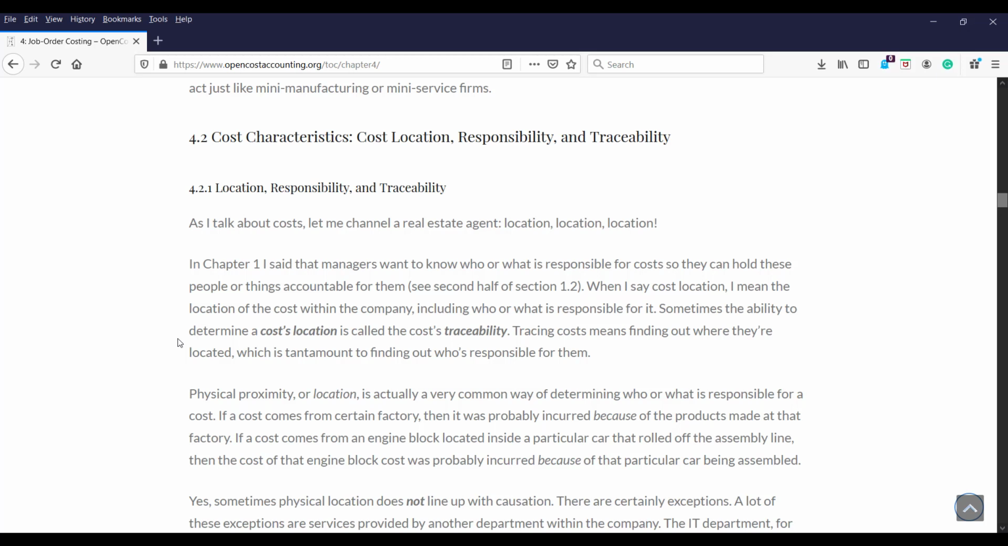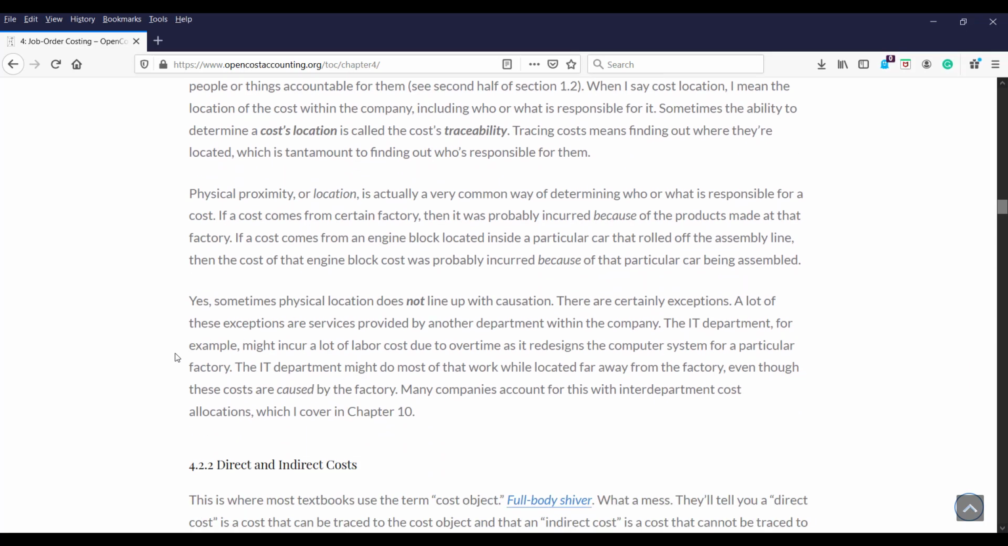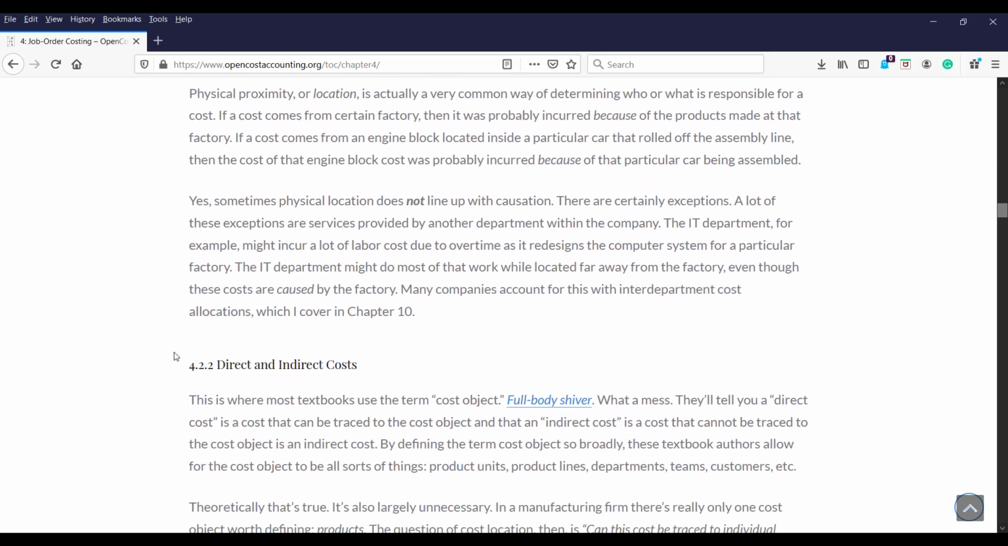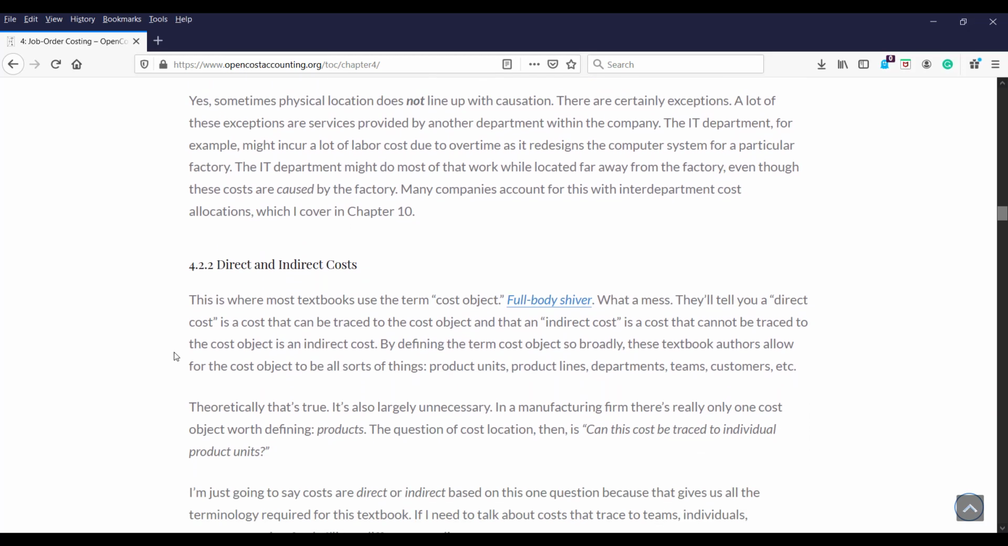Then yes, that's probably a direct material that we can trace to that engine block that it was attached to. Sometimes this doesn't exactly line up, especially in the modern company that's often distributed across a large geographic area. You can still find some sort of a trail that lines up this work being done on behalf of these product units.